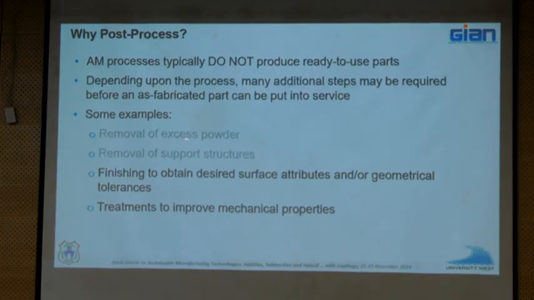If you look at literature, people will talk about all of these things. Removal of excess powder, removal of support structures. For me, it's not post-processing, yeah? It's the end steps in a process, right? And then these two is what we will focus on. Finishing to obtain the desired surface attributes or geometrical tolerances, one. And second is treatments to improve mechanical properties, yeah?